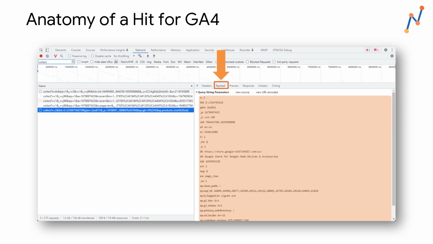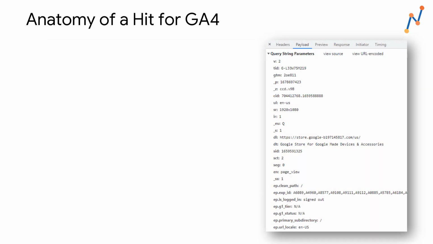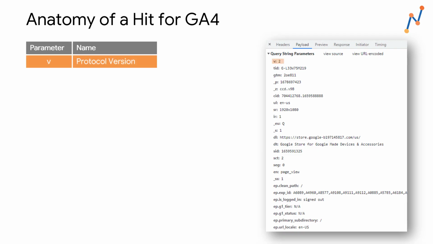So let's have a closer look at the parameters for Google Analytics 4. Like for Universal Analytics, the protocol version is also represented by the parameter v in GA4. But the main difference, like already mentioned before, is that the value now is 2. Next is the tracking ID, which is represented by the parameter tid and always starts with G- followed by an alphanumeric string. So all data being collected will be associated with this particular ID then.